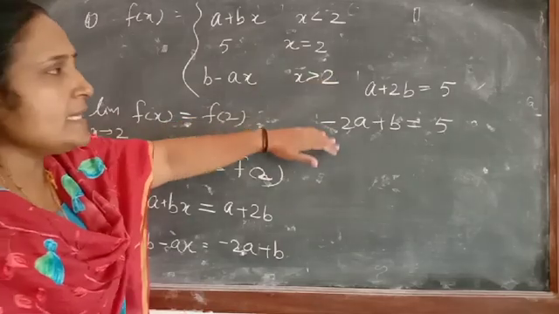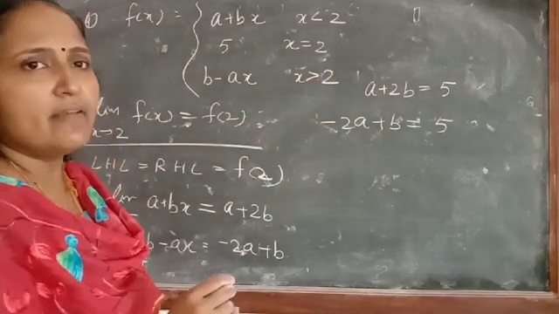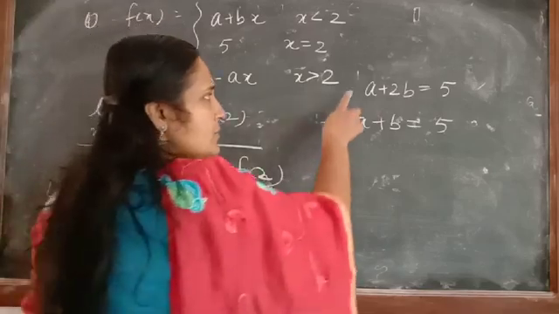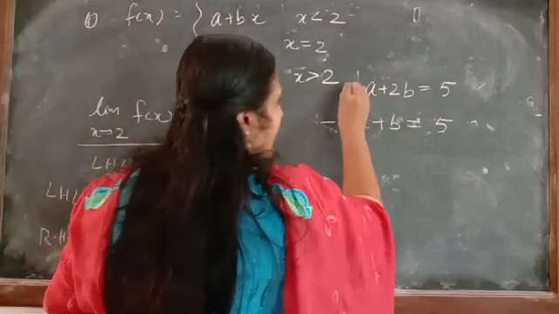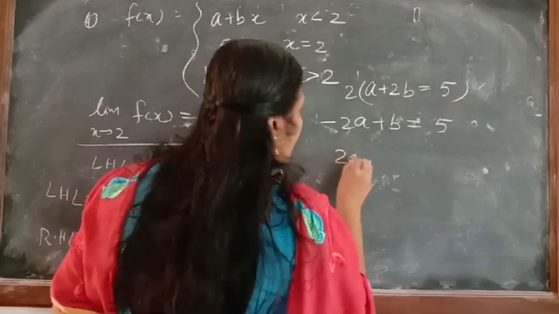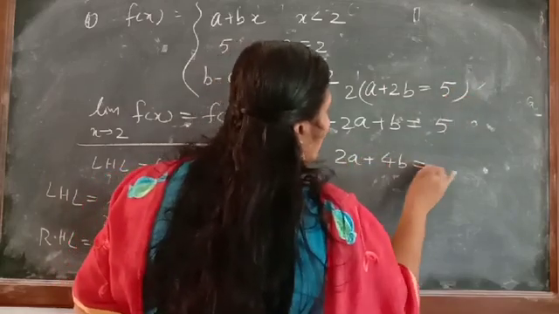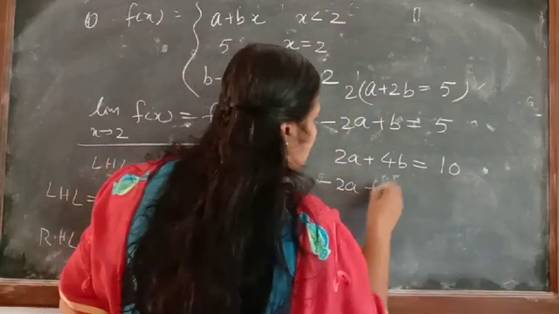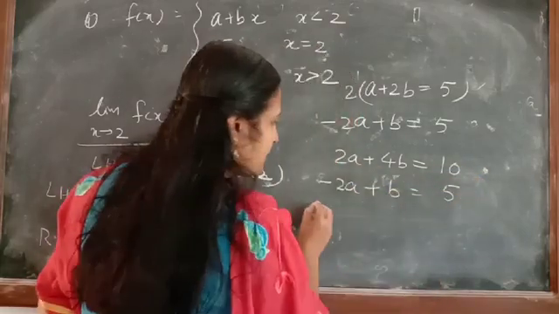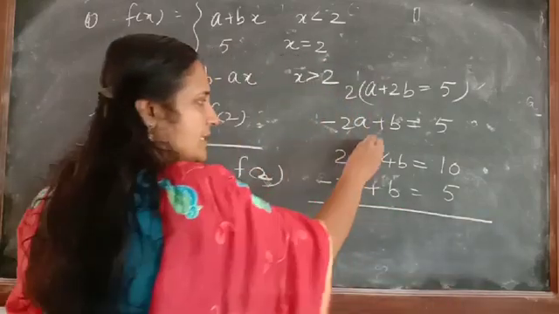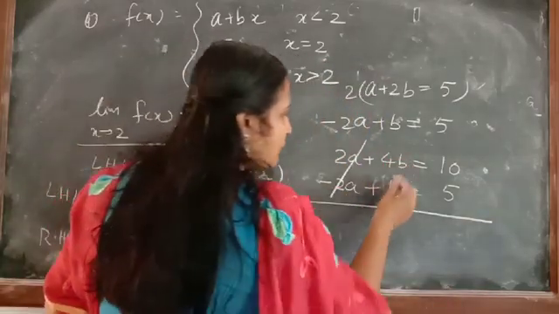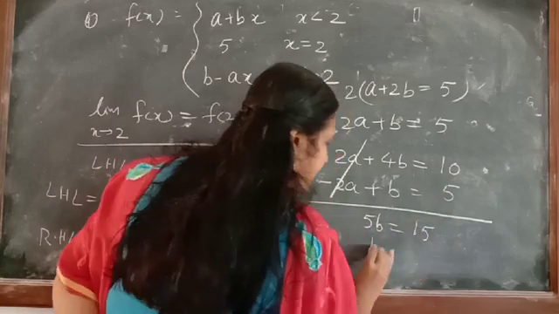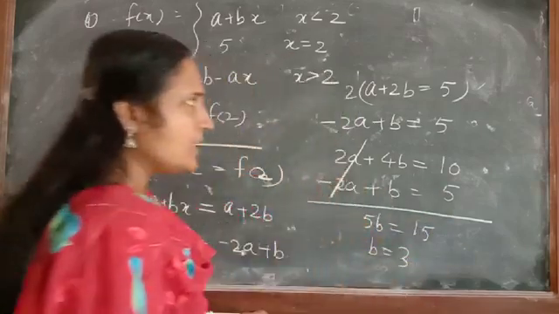Now we have two linear equations. We can solve the linear equations. So I think we can make the coefficients equal. We can multiply the first equation by 2. Then we will get 2a plus 4b is equal to 10. And here it is minus 2a plus b is equal to 5. Just add the two equations, then this one will get cancelled. 4b plus b is 5b, which is equal to 15. Then we will get b is equal to 3.